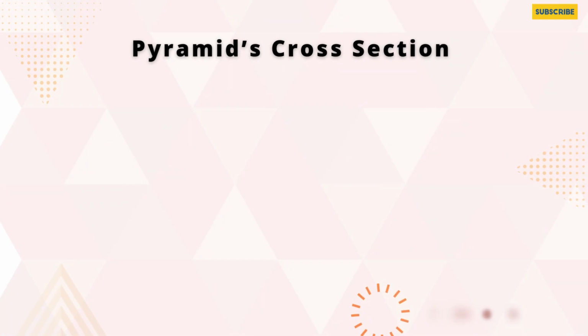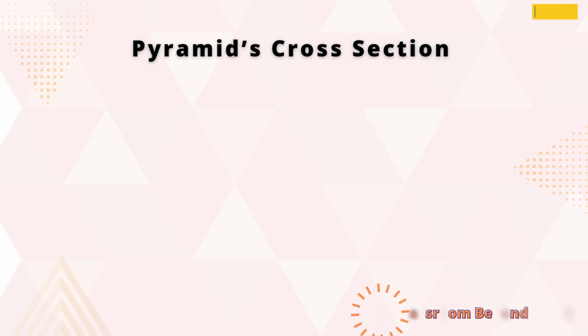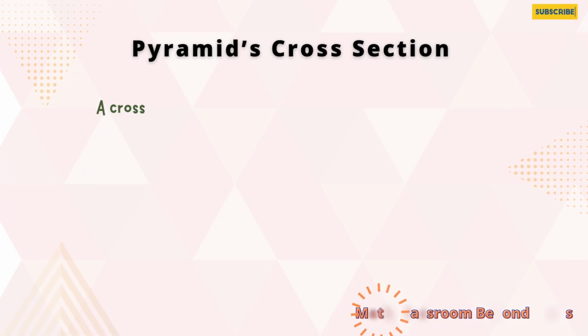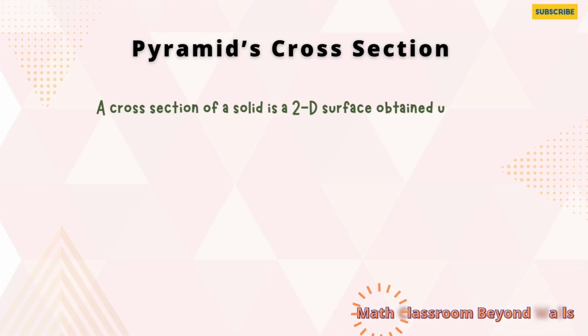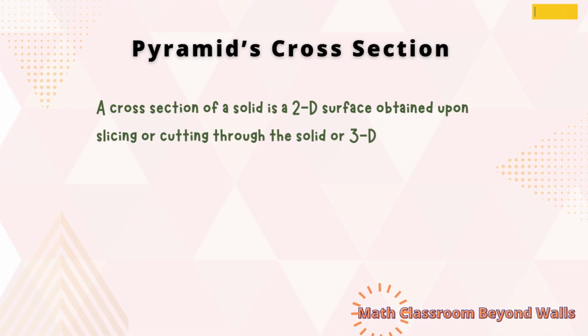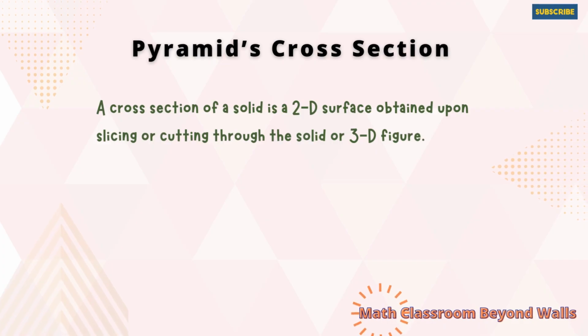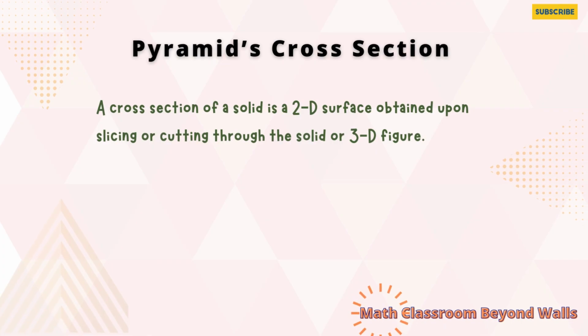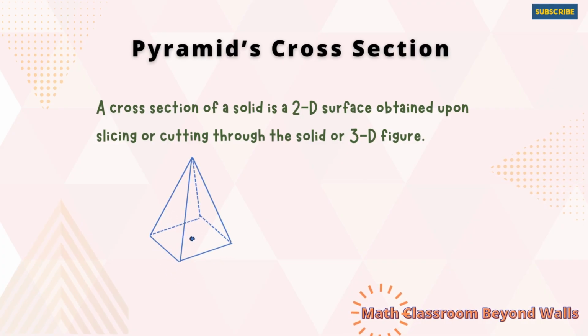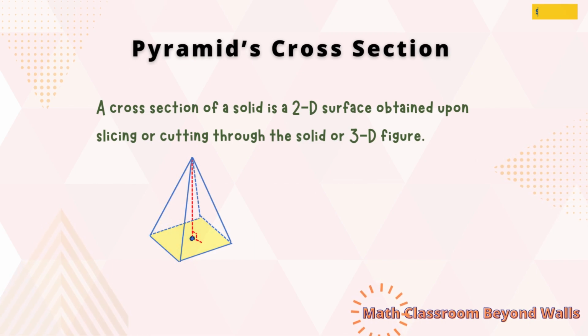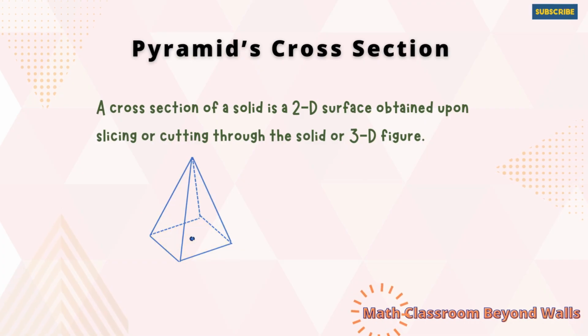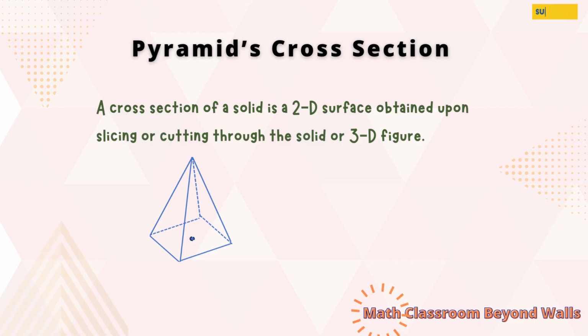As promised, we will have a quick look at the pyramid's cross sections. Recall that a cross section of a solid is a 2D surface obtained upon slicing or cutting through the solid or 3D figure. Here, we will only examine the cross-section of right pyramids obtained upon slicing the solids parallel and or perpendicular to their bases. Let us investigate what shape will the cross-section be if the right square pyramid shown here is sliced parallel to its base. Let's go.